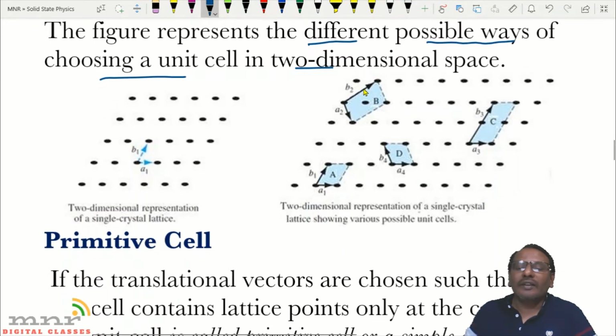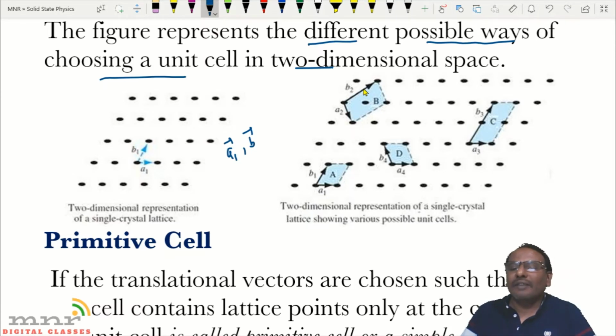Now observe here, since we are considering a 2-dimensional cell, we need 2 basis vectors, A bar and B bar. A bar is moved in this direction, B bar is moved in this direction. As we go on displacing the basis vectors A bar and B bar in different possible directions, we get different possible unit cells.